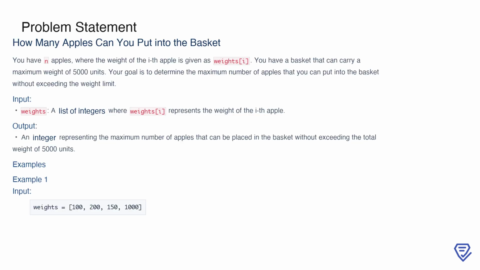In this problem, you are given a basket that can hold a maximum weight of 5,000 units, and you need to figure out how many apples can be placed in the basket without exceeding this weight limit. Each apple's weight is provided in a list called weights, where weights[i] represents the weight of the ith apple. The challenge is to calculate the maximum number of apples that can fit inside the basket under this constraint. The input to the problem is the list of apple weights, and the output is an integer representing the maximum number of apples that can be added to the basket without surpassing the total weight limit of 5,000 units.